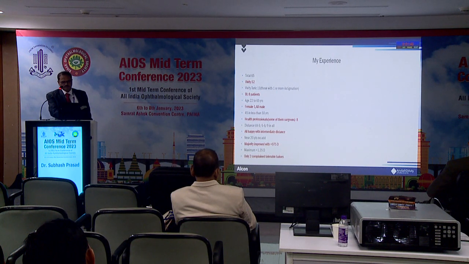Of course, in some bilateral patients where one eye required plus 1.25, I did some micro monovision correction, and that patient was again very happy. Only 2 patients complained of glare, but they were never so bothered that they kept coming back. They said that there is a little bit of a problem, kind of thing.